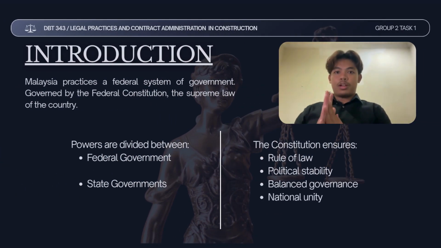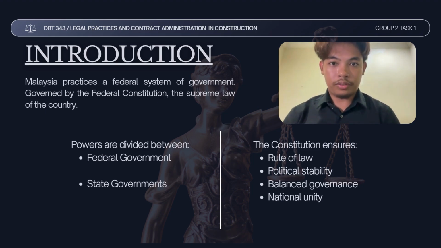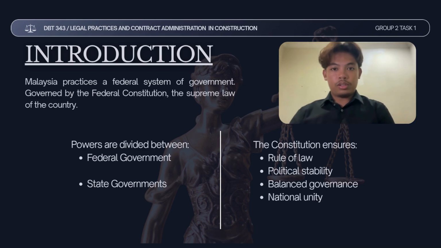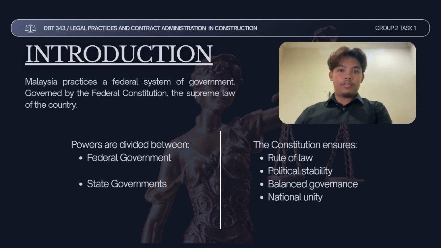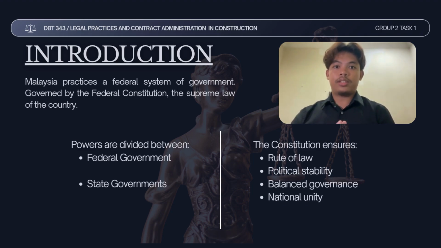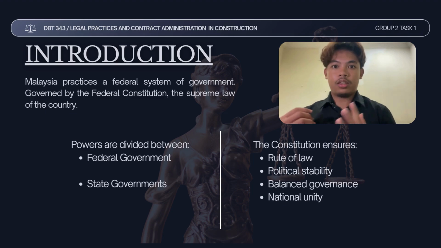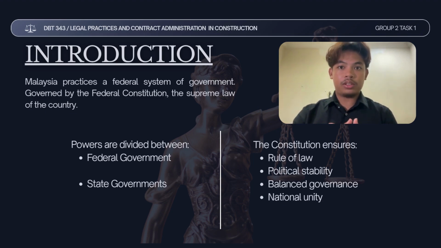To start with our introduction, Malaysia practices a federal system of government. This entire system is governed by the Federal Constitution, which stands as the supreme law of the country. Under this constitutional framework, powers are clearly divided between two main levels, which are the federal government at the centre and the various state governments.